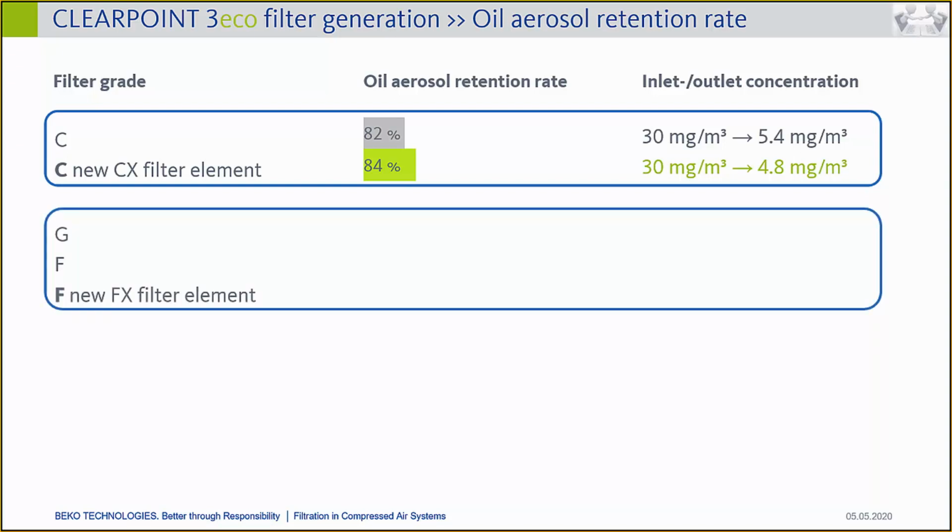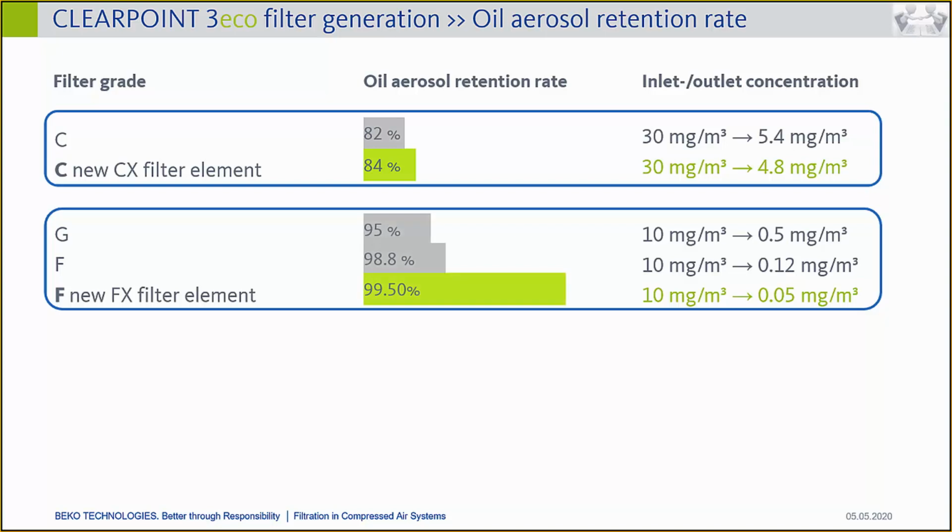When we look at the G and F filters, we end up here at the G filter, the general filter, which is only the old one, down to 0.5, and with the old F filter element down to 0.12. But with the new FX filter element, with the new filter media, we end up down to 0.05 milligram per cubic meter in oil aerosols. So these are the numbers in percentage. So again, a reasonable change in the oil retention rate.